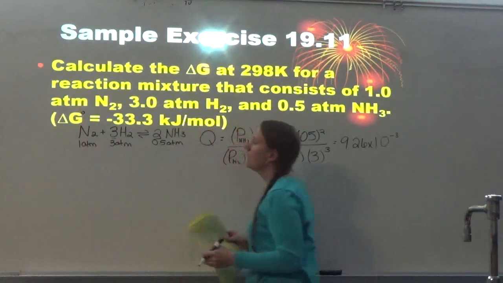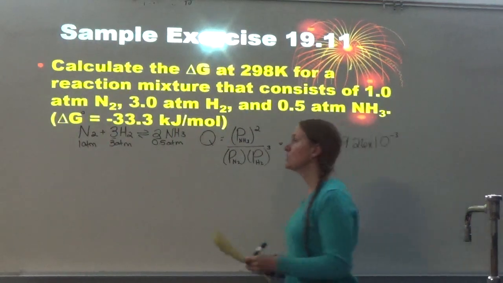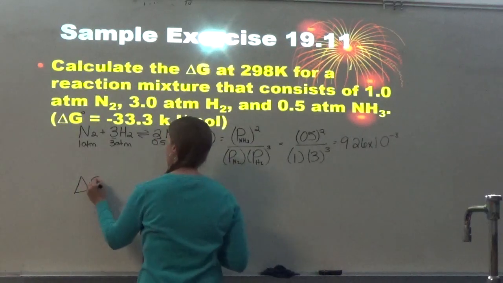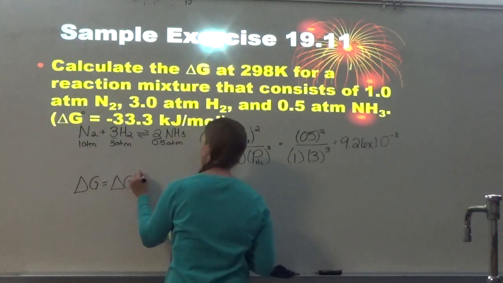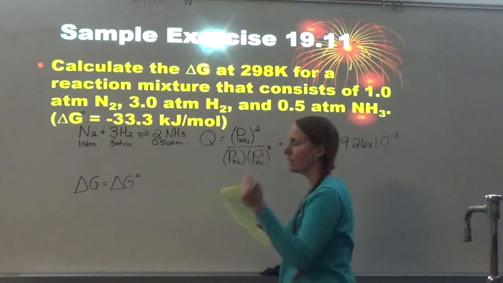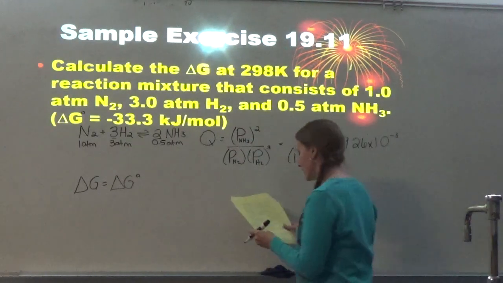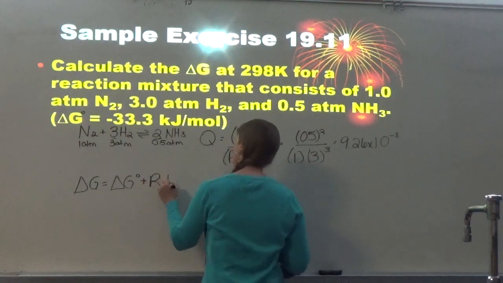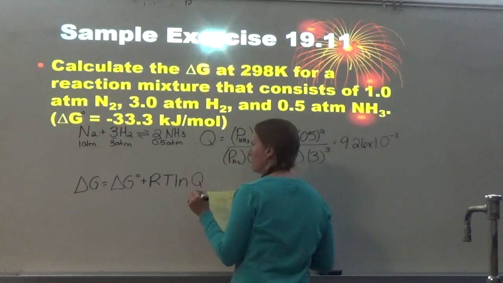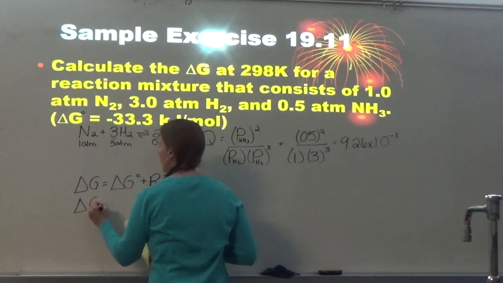That's at standard state. So now I can use that formula I showed y'all at the beginning of the slide. So delta G is delta G naught. Naught is just the little degree sign. We call it that. That means at standard states, of course. Plus RT ln Q. Okay, so I just start plugging in.